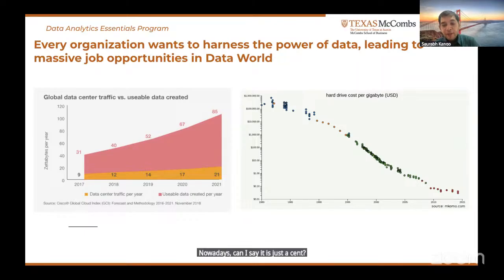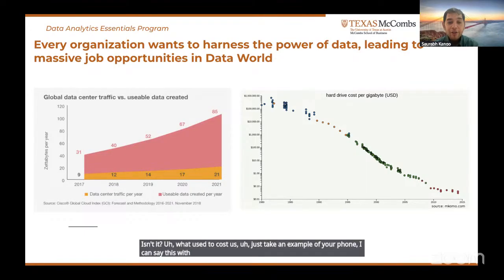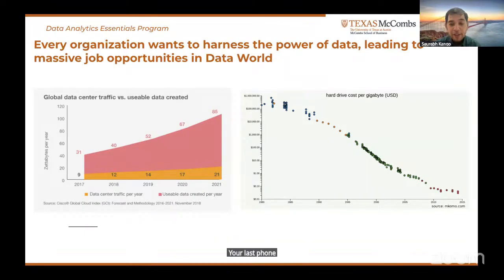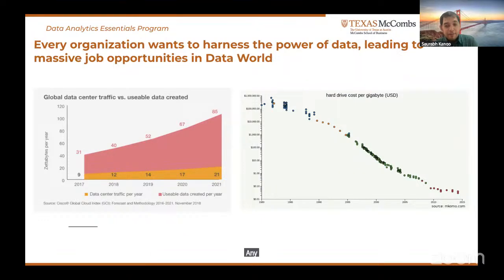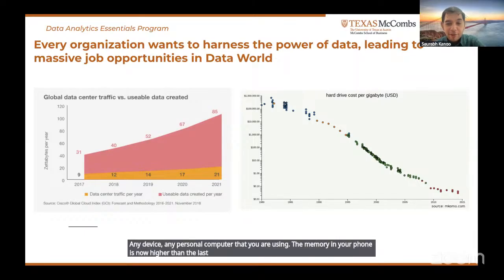Isn't it? What used to cost us, just take an example of your phone. I can say this with confidence: your current phone has more memory than your last laptop. Any device, any personal computer that you are using, the memory in your phone is now higher than the last computer device that you were using. Isn't it?